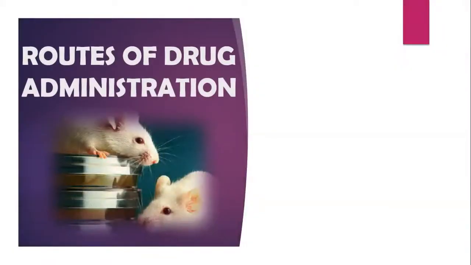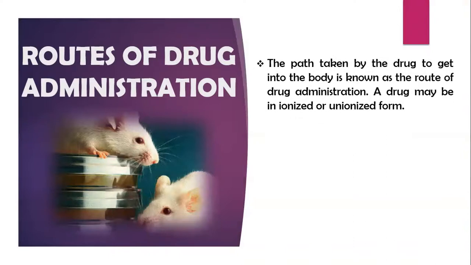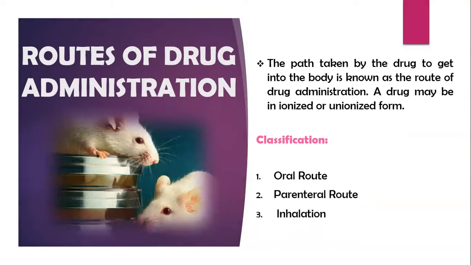Next one is the routes of drug administration. The path taken by the drug to get into the body is known as the route of drug administration, and the drug may be in ionized or unionized form. Now, next one is the classification of routes of administration. First one is the oral route, second one is the parenteral route, third one is inhalation, and fourth one is the topical route.